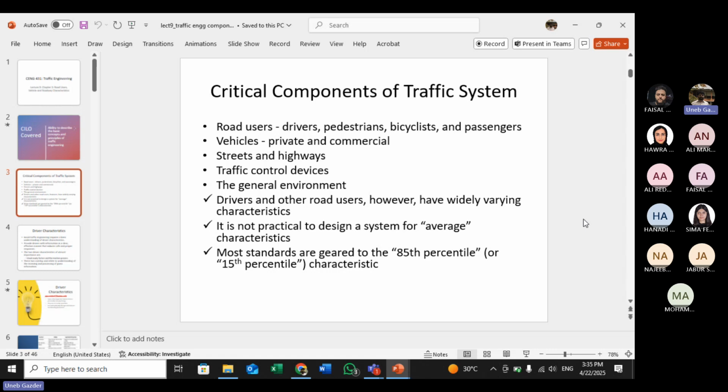If the highest one is the worst case, we'll take the 85th percentile. If the lowest one is the worst case, we will take the 15th percentile. So we are taking the complementary. We call it complementary percentiles. 85th is a complementary of 15, right? 85 plus 15 is 100. So you have to see what your worst case is, the highest one or the lowest one.